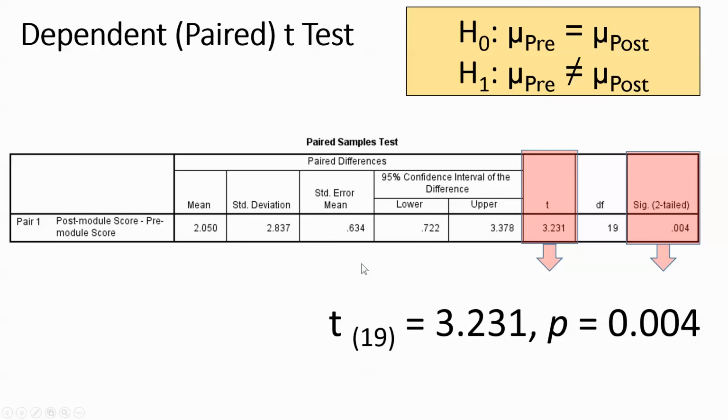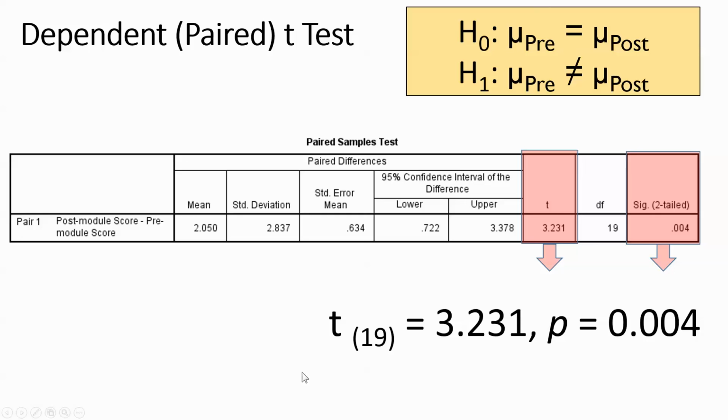So I've got the same paired samples test table from SPSS copied and pasted into my PowerPoint slide here so that I can highlight the columns on the right-hand side. So I've got my t statistic value of 3.231 and I've highlighted my p-value of 0.004. So let's remind ourselves of what the null and alternative hypotheses are. The null hypothesis, H0, is that the mu of the pre-score test is equal to the mu of the post-score. And my alternative, H1, was that there is a difference between the two sets of scores.